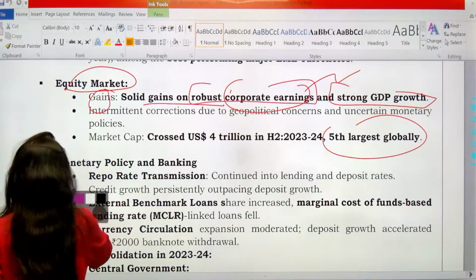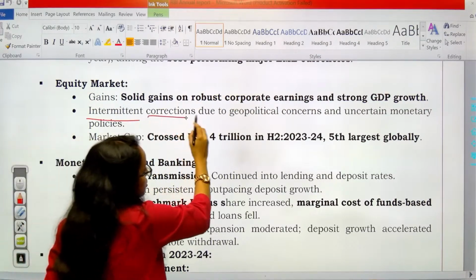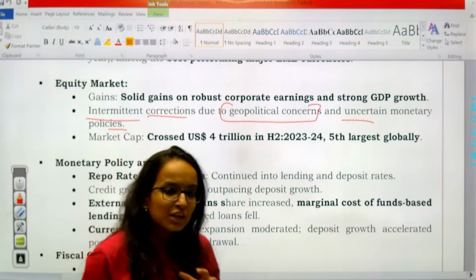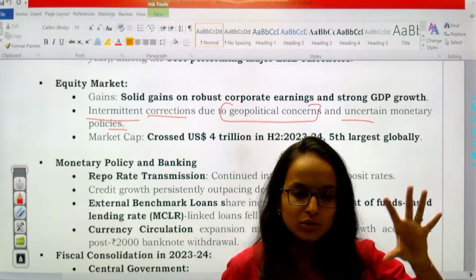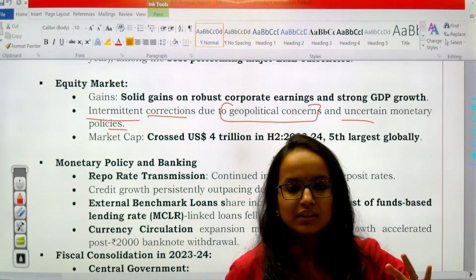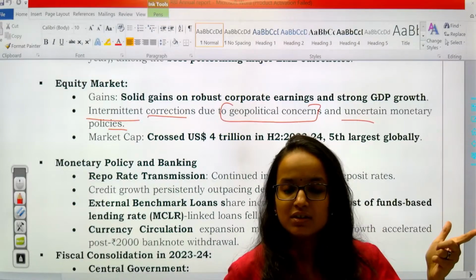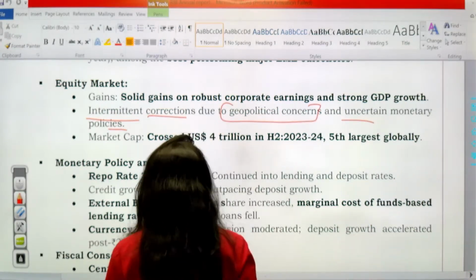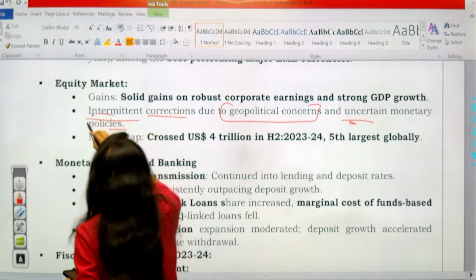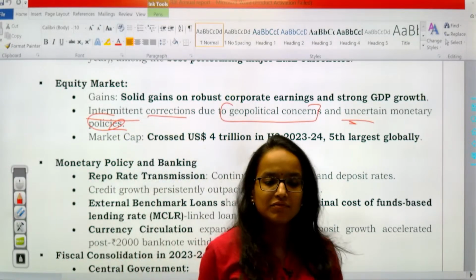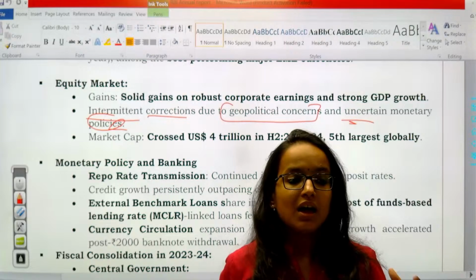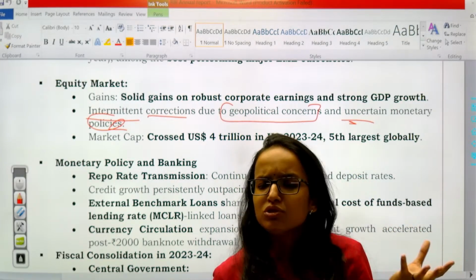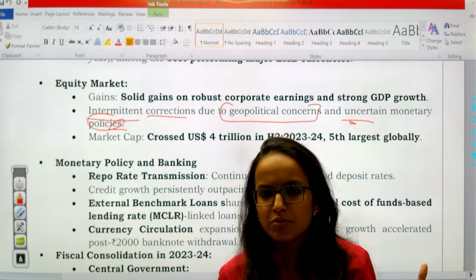Then, intermittent corrections due to geopolitical concerns and uncertain monetary policies. Gradually geopolitical concerns are also getting corrected. Okay, they are not very uncertain as they were earlier in the previous year, right? And uncertain monetary policies, since you all know that at the global level inflation has been above the desirable limits, right? But now almost all the economies have followed a tight monetary policy stance.